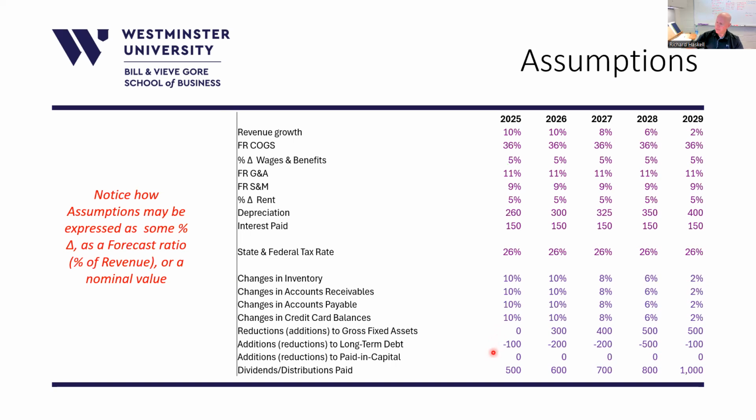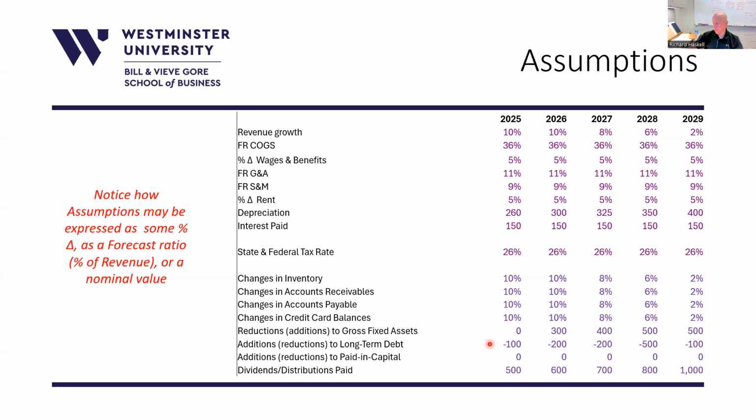I've gone ahead and made some assumptions about changes in gross fixed assets, so operating assets, long-term debt, paid-in capital, and distributions, now not as percentages of revenue and not as some dynamic of change by some percentage rate, but as actual dollar amounts. So in this case, I'm saying that for 2025, we're not going to be buying any additional gross fixed assets. In 2026, we're going to purchase an additional $300 in gross fixed assets. 2027, we'll purchase 400 and so on. In 2025, we're looking at reducing long-term debt by $100.